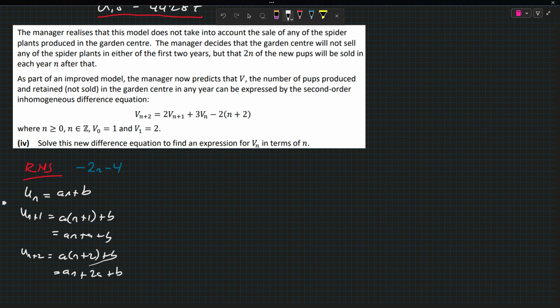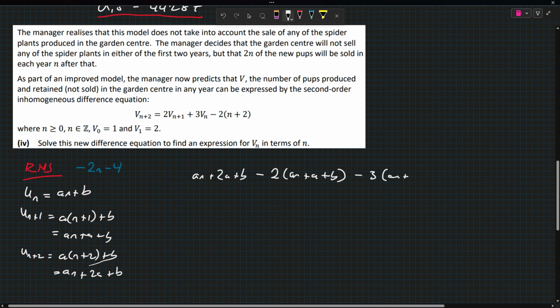Now, we have to sub all these values into this, so it's actually going to be v instead of u. But anyways, we have that an plus 2a plus b, minus 2, because we're moving all the v's to one side, an plus a plus b, minus 3 times an plus b is minus 2n minus 4.